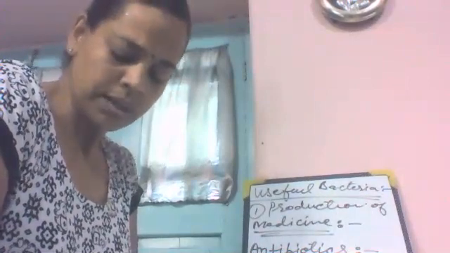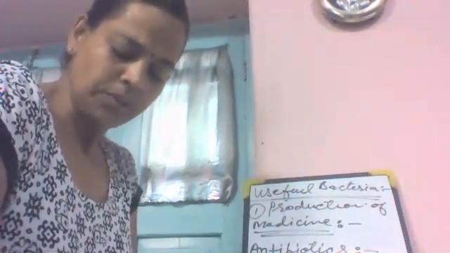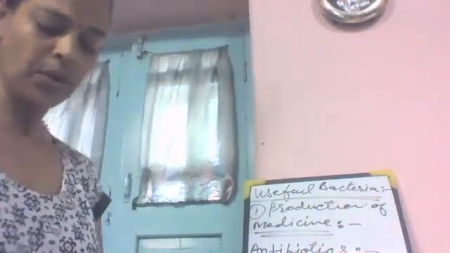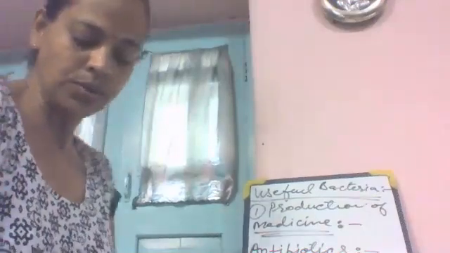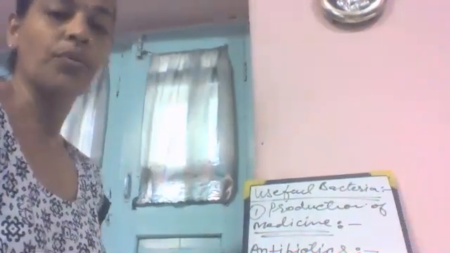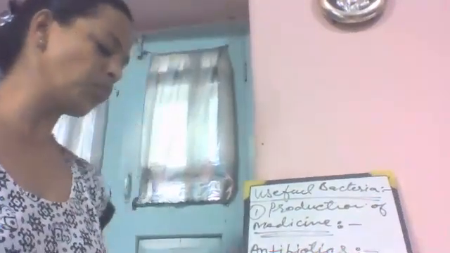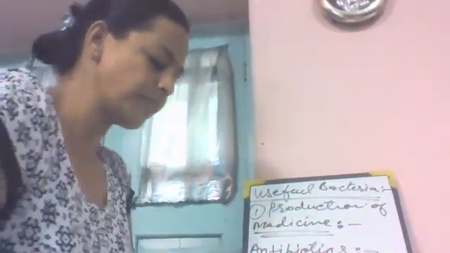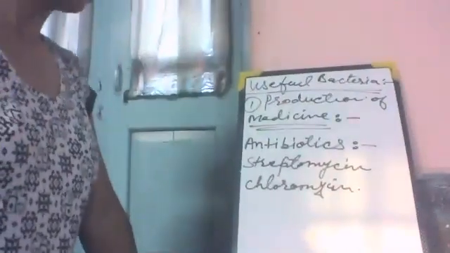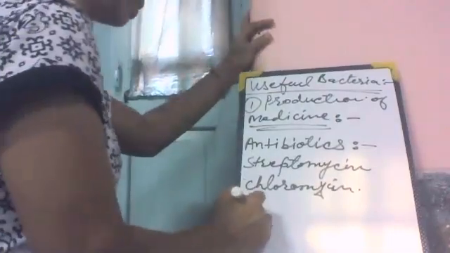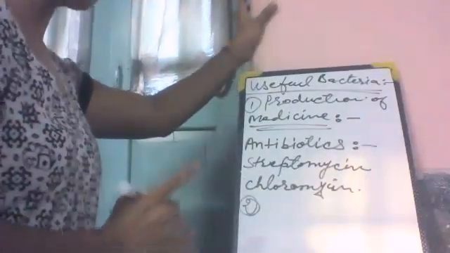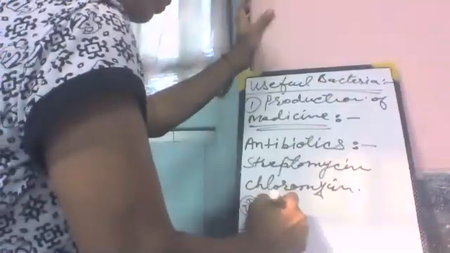Killed or weakened disease-causing bacteria are used in preparation of vaccine. Diseases like polio, smallpox, tuberculosis, and diphtheria can be prevented by the vaccine. Then formation of curd. Another use of bacteria is formation of curd.